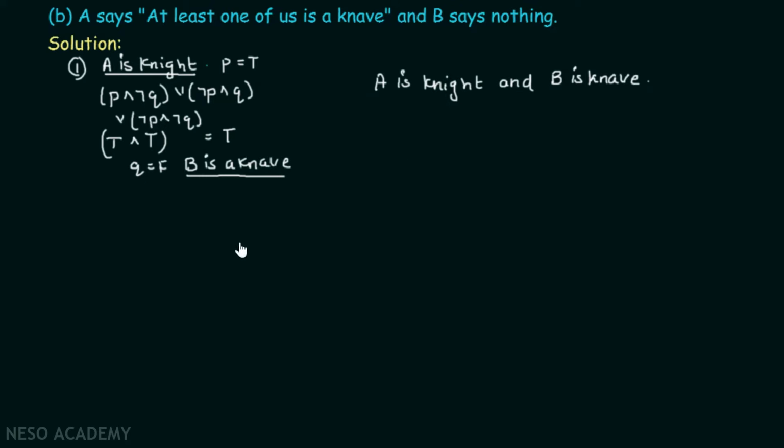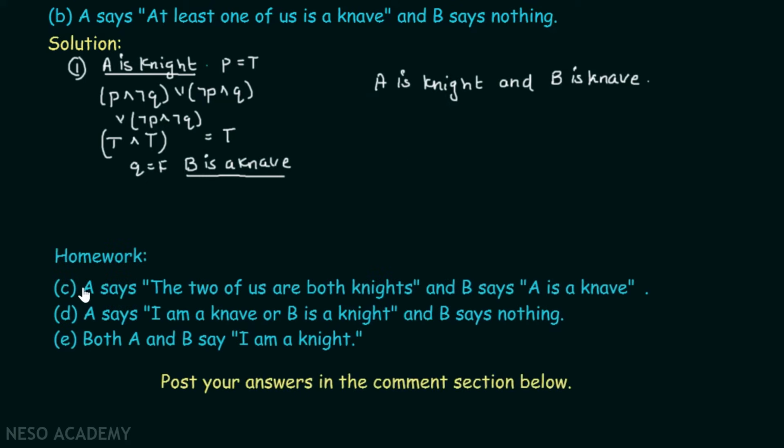Now it's time for the homework problems. You need to consider the same question, and these are the rest of the parts of that question. A says the two of us are both knights and B says A is a knave. A says I am a knave or B is a knight and B says nothing. Both A and B say I am a knight.